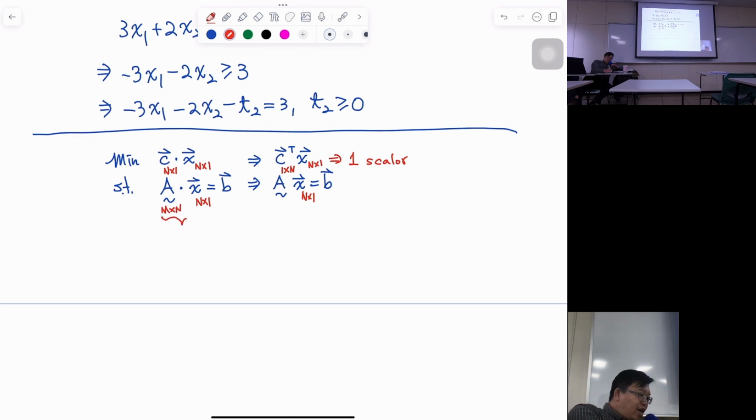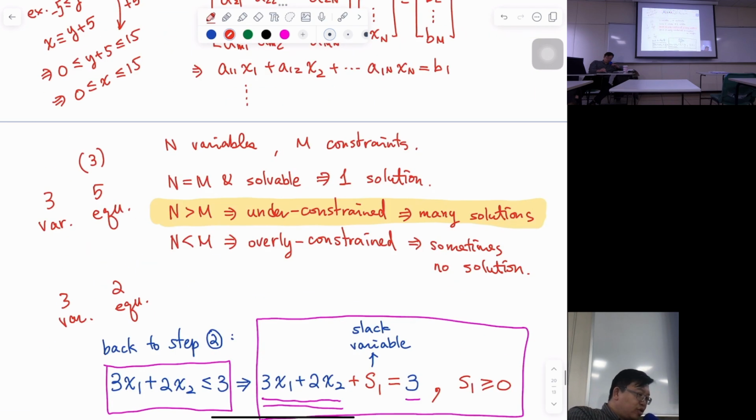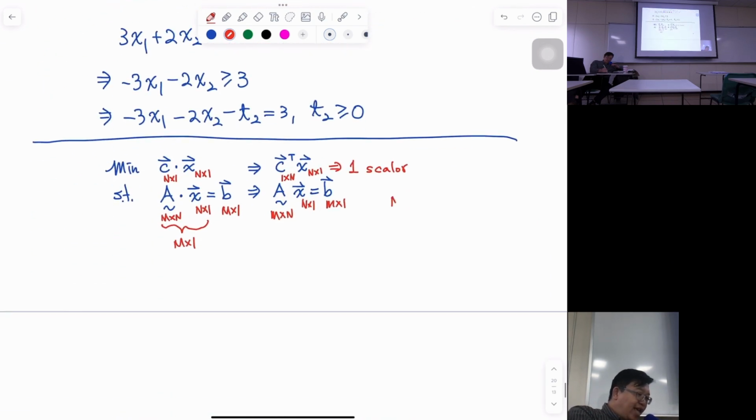Okay, so at the end, it's gonna be m by 1. So B is m by 1. So here the same thing, m by n, m by 1. Then we know which one is larger. N is larger than m, right?